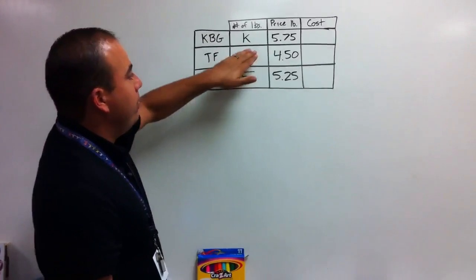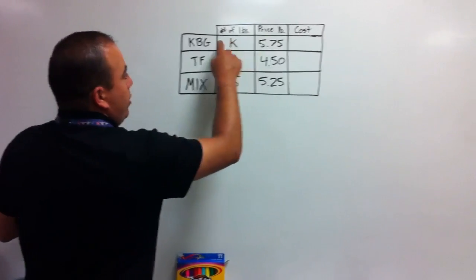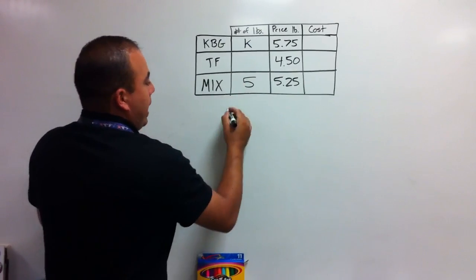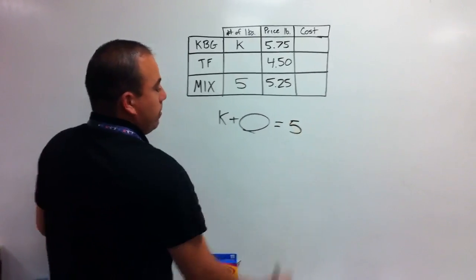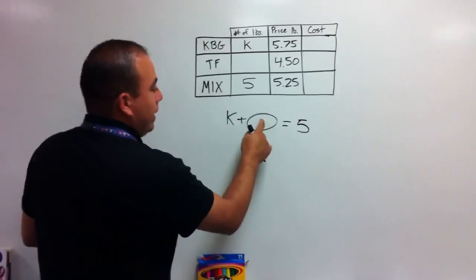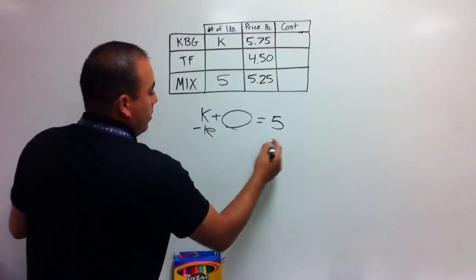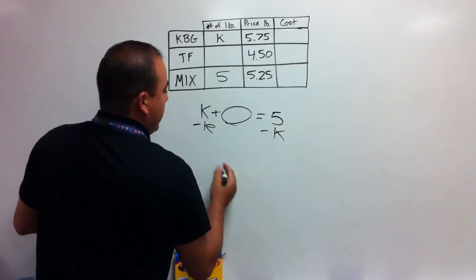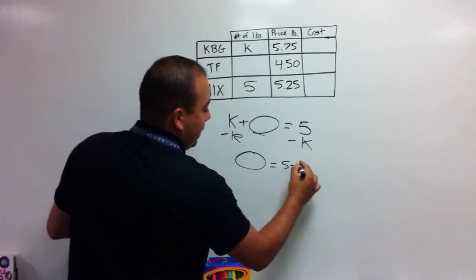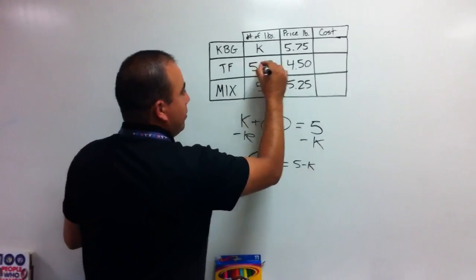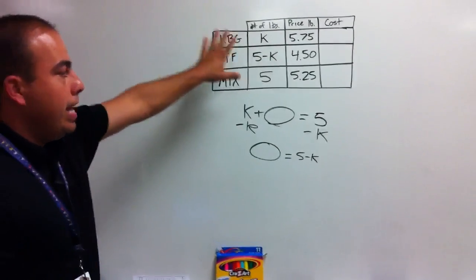Now the only thing we don't have is this part right here, but it's easy to find because if you think about it, they mix these two to get 5. So K plus something, I don't know, has to equal 5. So it's really easy to find out what the something is. All I have to do is really just move K. Sorry, that's a weird K. And now I have whatever this is equals 5 minus K. All right, so now we're done with this.